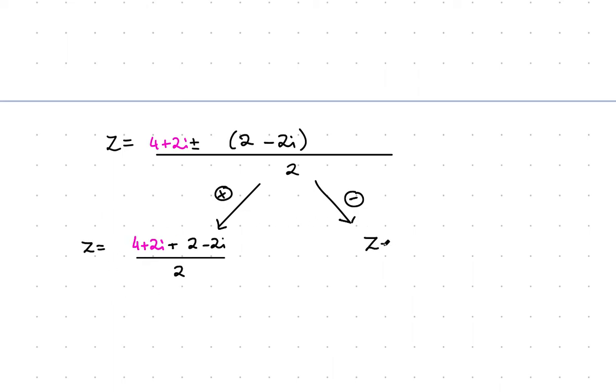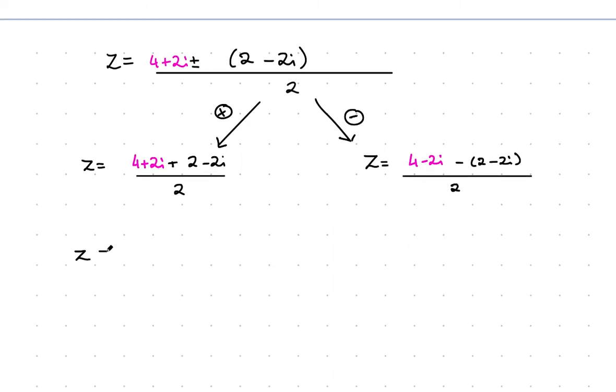Or we have z is equal to 4 minus 2i minus 2 minus 2i. And I've put that in a bracket because, of course, that minus is going to change everything for us. So we're going to then have z is equal to, if I tidy all of that out, 4 plus 2 is 6. 2i minus 2i goes to 0. So we've got nothing there. And it's 6 all over 2, which is a nice real number, which is 3.